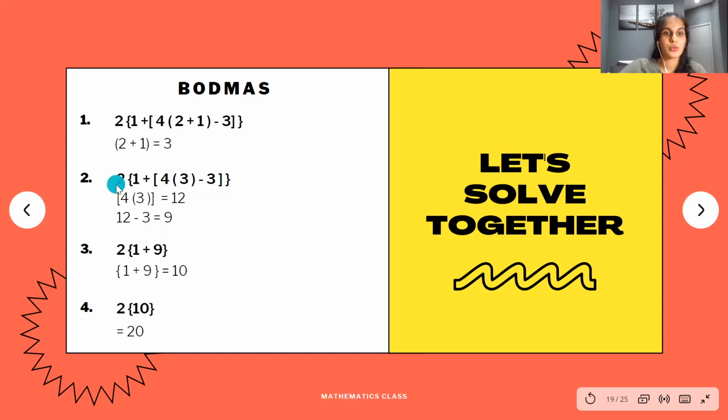Okay, moving on to our last bracket, which is the curly bracket. 2 multiplied by (1 plus 9), we will do the brackets first. 1 plus 9 equals 10. Finally, 2 multiplied by 10, you will get 20.